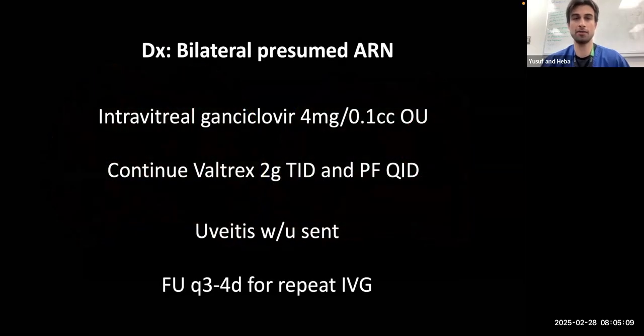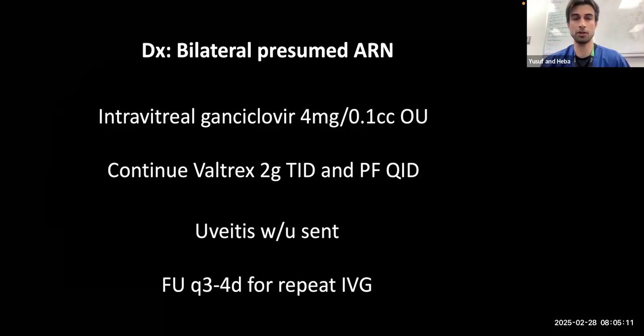The patient was felt to have bilateral presumed acute retinal necrosis, and they were given intravitreal ganciclovir 4 milligrams per 0.1 cc's in both eyes. They were told to continue on their Valtrex 2 grams 3 times a day and their steroid, and a uveitis workup was sent. The patient was then told to follow up in 3 to 4 days to repeat intravitreal ganciclovir injection.